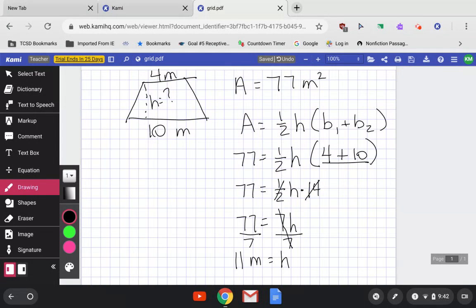Hopefully this helps finding the height when you're given the area in a triangle and a trapezoid.